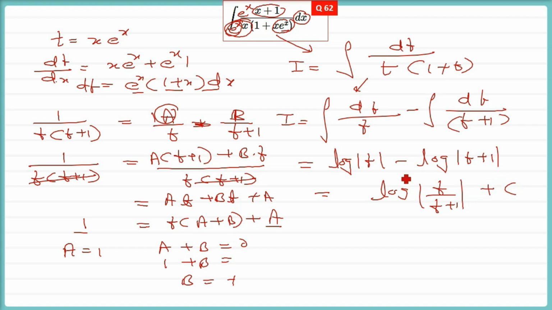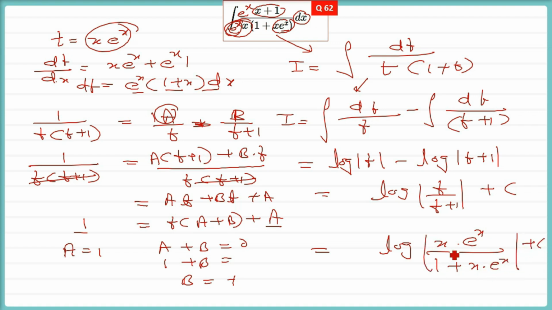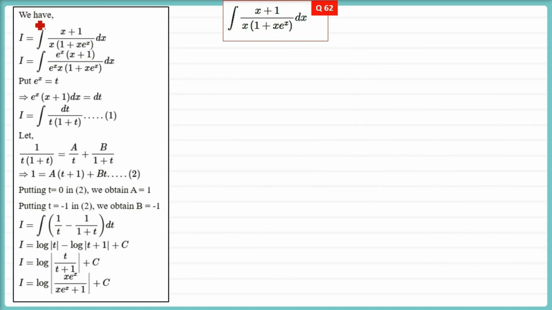Now please remember, t was initially taken as x into e raise x. You can write it like this: log of x into e raise x divided by 1 plus x into e raise x, inside the modulus along with the log, plus constant of integration. This is your final result. Now how to do this? The only thing is to put x into e raise x as t and differentiate, which is the whole idea of this question.